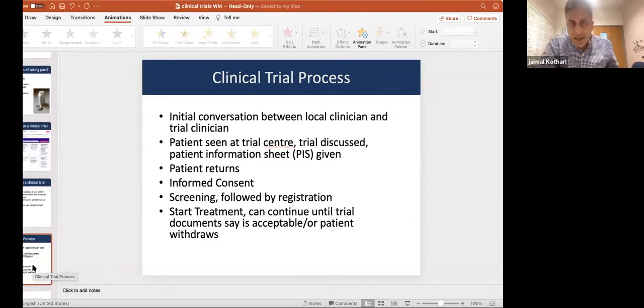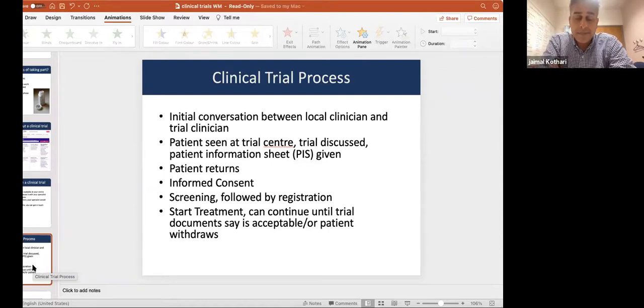So what is the process? You have that initial conversation between whoever is running the trial and the local clinician, and then say you're referred to me. Before the point that you actually come and see me or Rebecca Auer or Shirley or whoever it is, often there's been an initial discussion and review of the notes and results to make sure that the person is eligible.